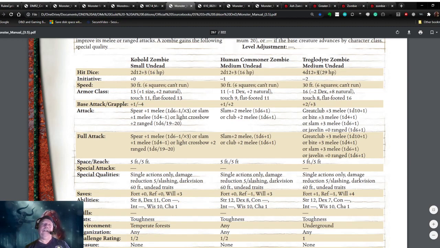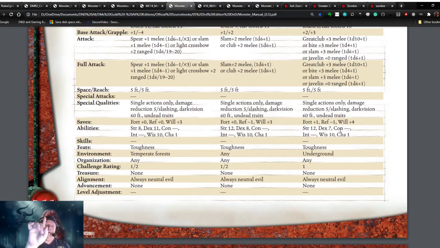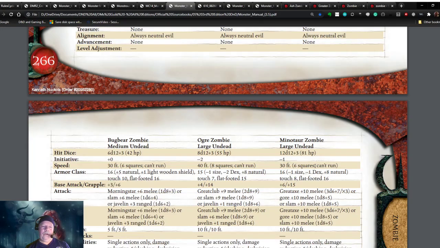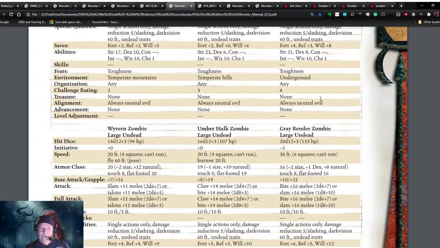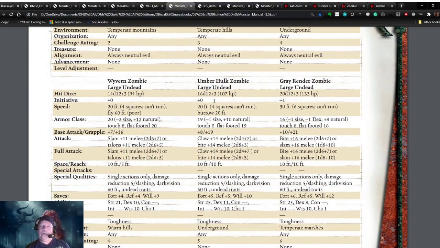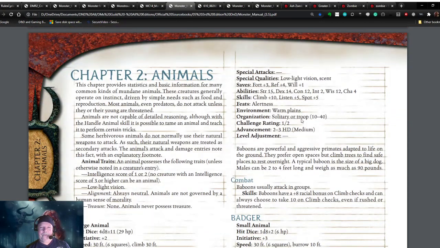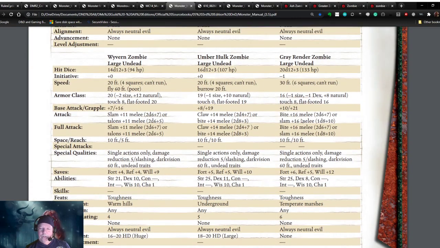And notice it's a little bit beefier. Instead of the 16 hit points now, it's got 29 hit points. We also come in with challenge ratings in third edition. So the kobold and the commoner zombie are challenge rating 1/2, and the troglodyte zombie is a CR 1. And then you get bugbear zombies, ogre zombies, minotaur zombies, wyvern zombies, umber hulk zombies, gray render zombies.